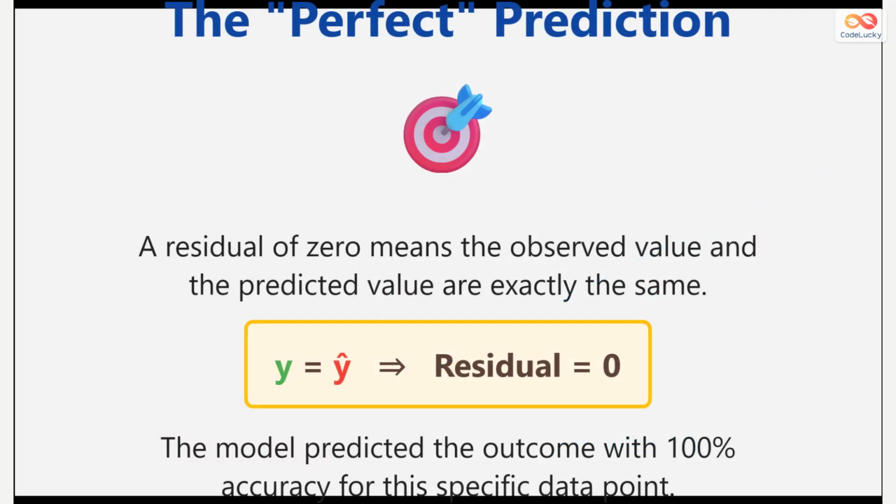In a perfect scenario, the residual is 0. This occurs when the predicted value is exactly the same as the observed value. For that specific data point, the model was 100% accurate. The data point lies directly on the prediction line.